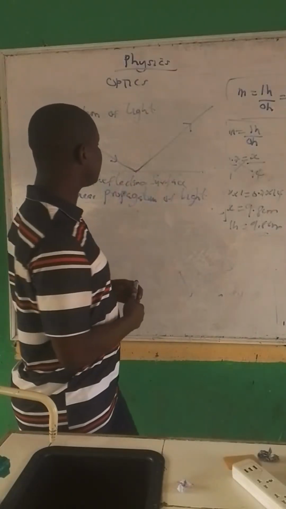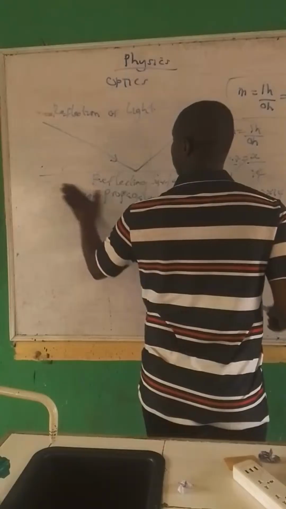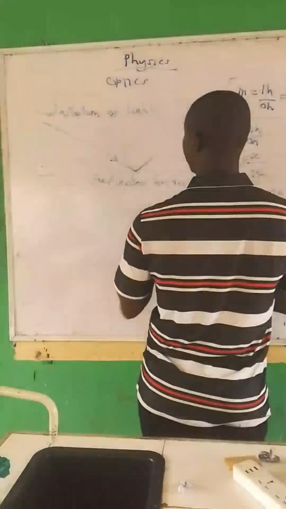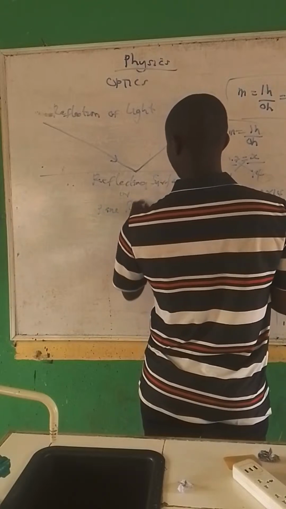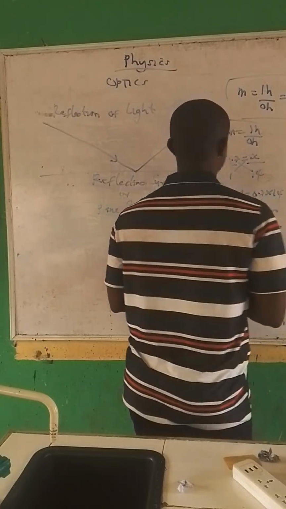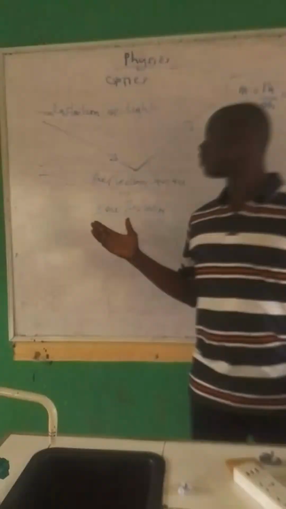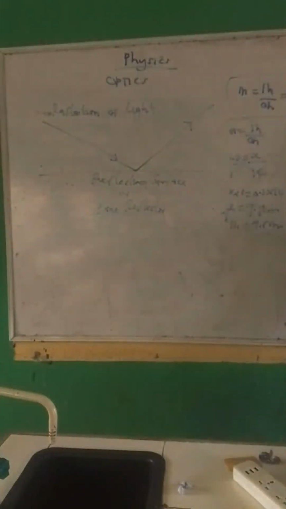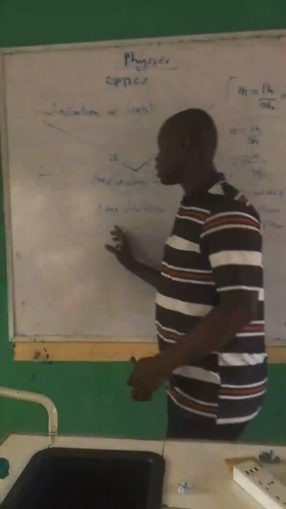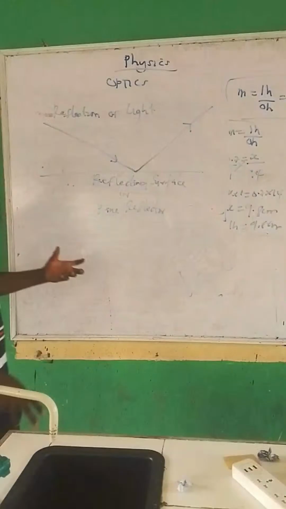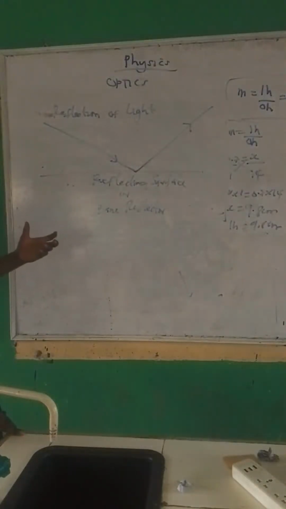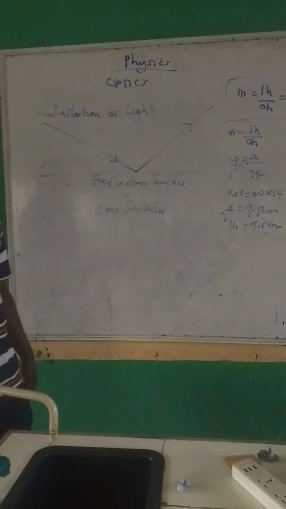Or we can call it a plane reflector. It is called the reflecting surface or plane reflector. That is the surface, the object that reflects the light.